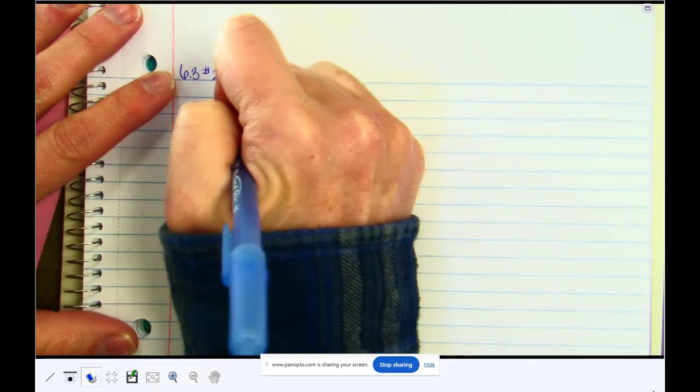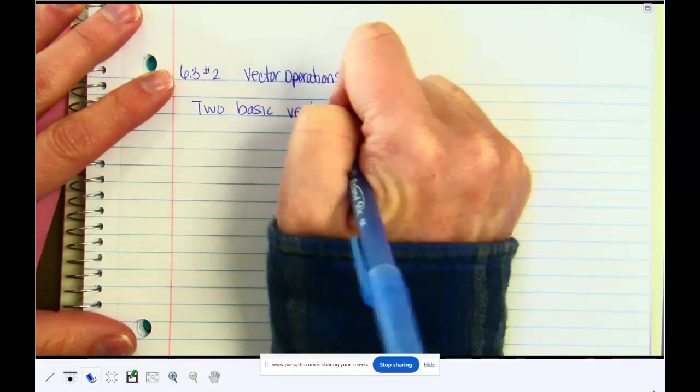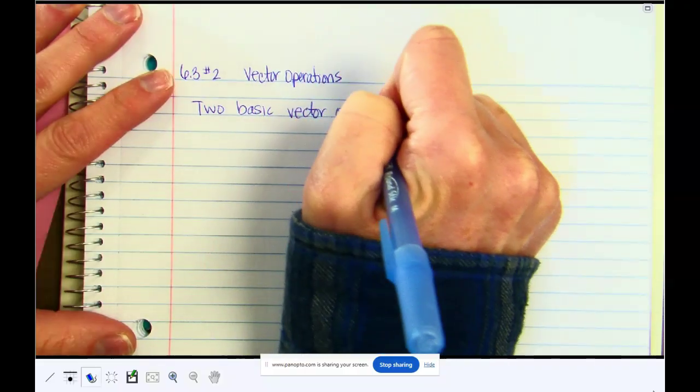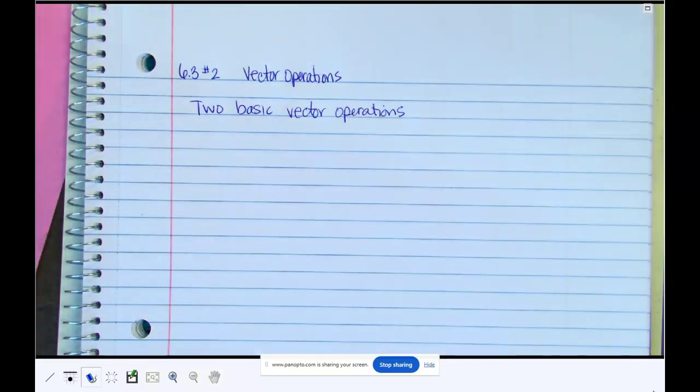Okay, so there are two basic vector operations. Okay, so nicely enough, we do not multiply two vectors together.